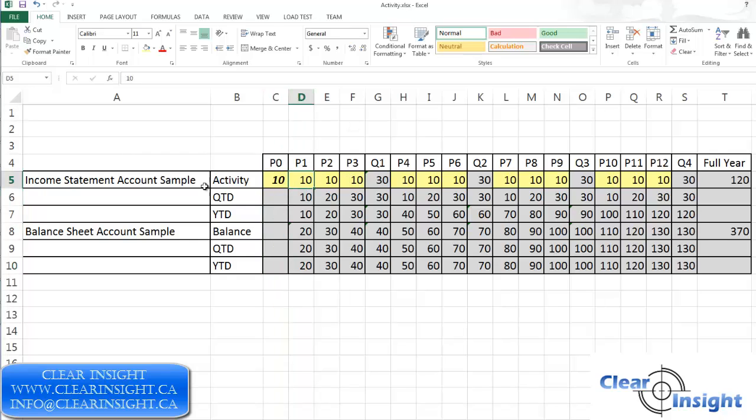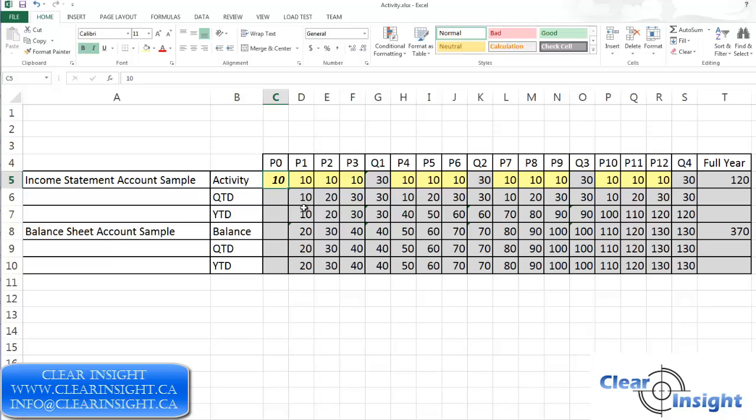activity. So if we have, say, activity of 10 in each of the 3 periods, well, that rolls up into a quarter, that's 30 in the quarter. Another 10 each period gives us 30 in the second quarter, so on and so forth. Notice how this initial balance is not included in the quarter. So this is something special that we want to only consider when we're looking at balance sheet type of accounts.